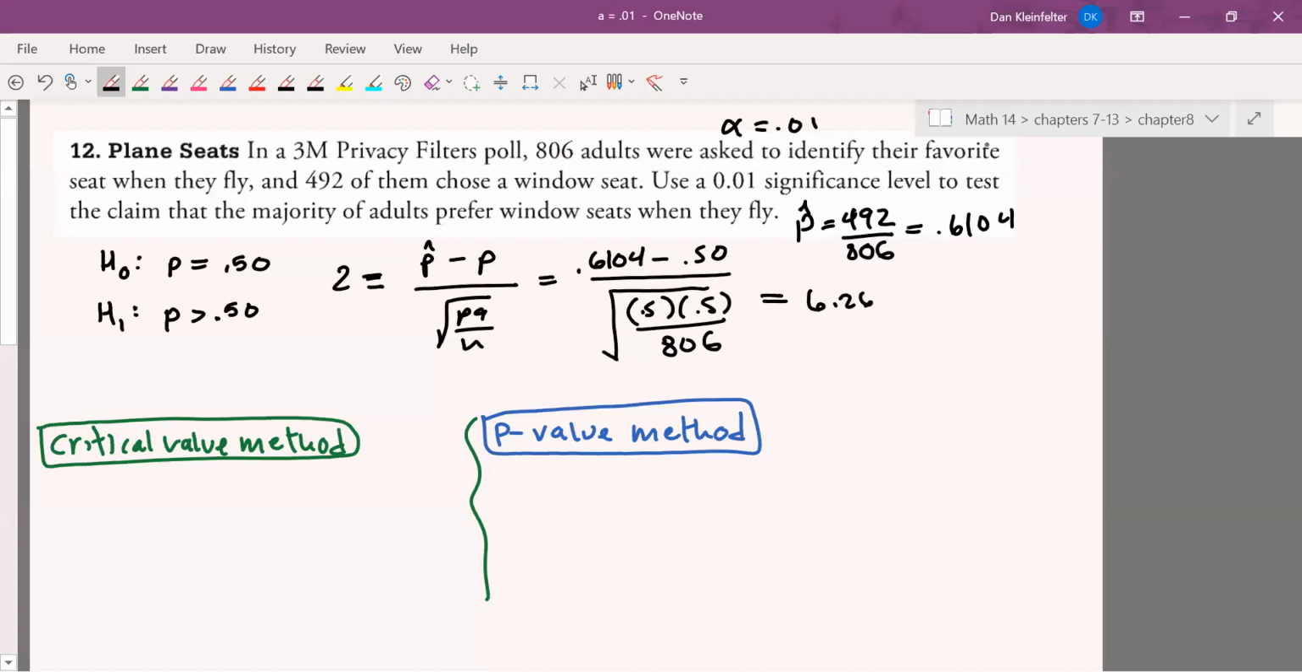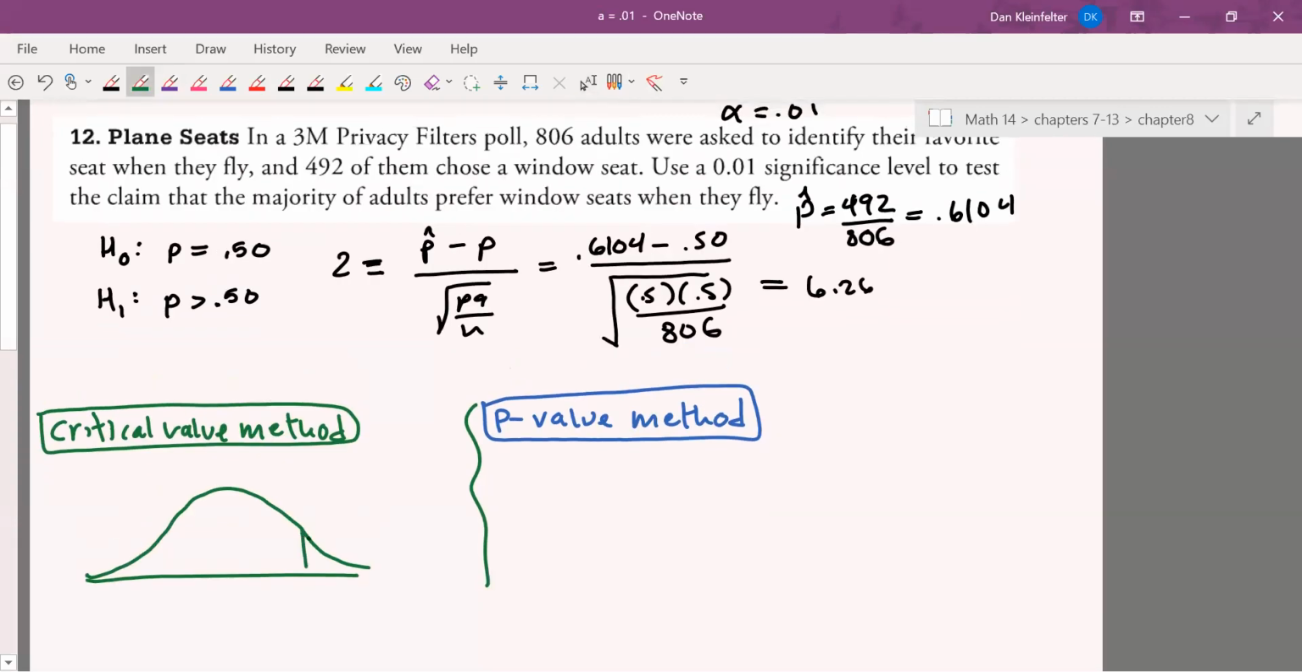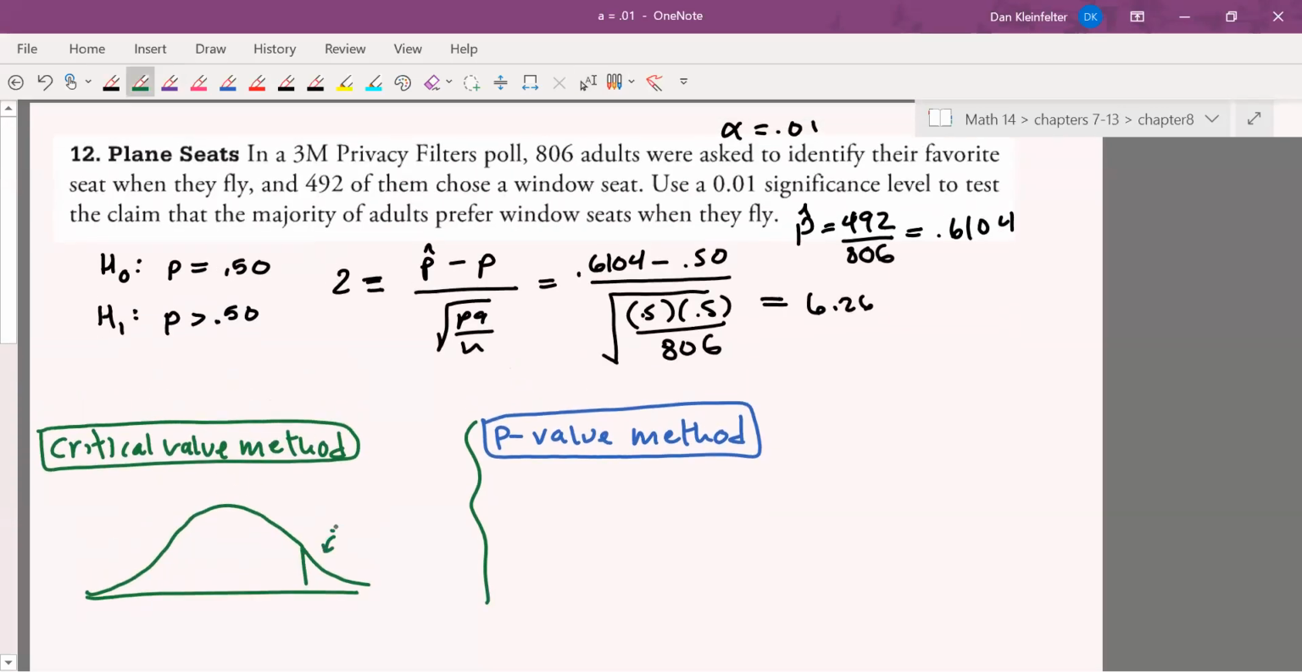Let me calculate. All right, I had to double check my calculations there because the Z value came out really large at 6.26. So on this one, for the critical value method, it was a right-tailed test. We had an alpha of 0.01. If there's 0.01 in the right tail, then 0.99 is the area to the left, and that's going to be 2.33.